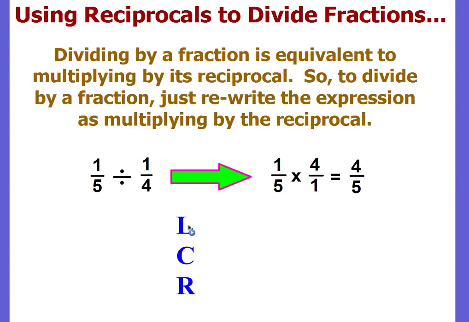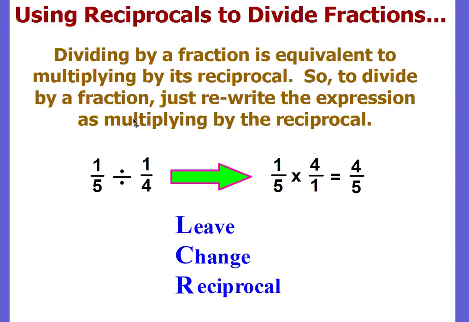There's something that we use to help us remember the order of how to change our division problem into a multiplication using the reciprocal, and we call it LCR, and you definitely need to write this down in your notes. LCR stands for leave, change, and reciprocal.